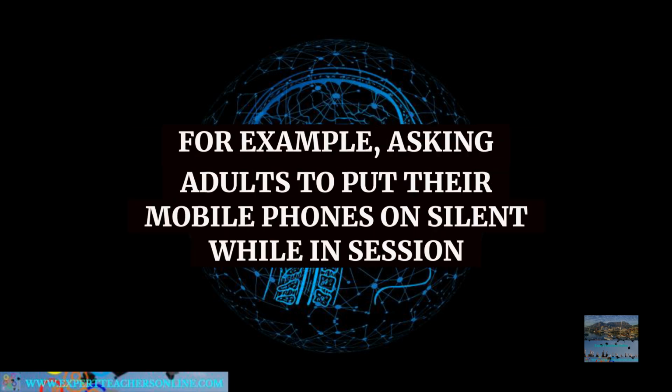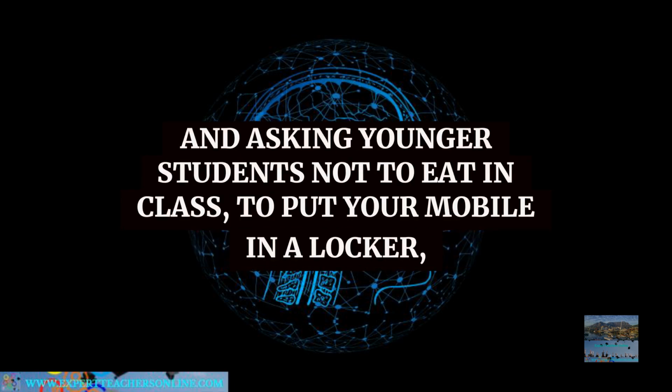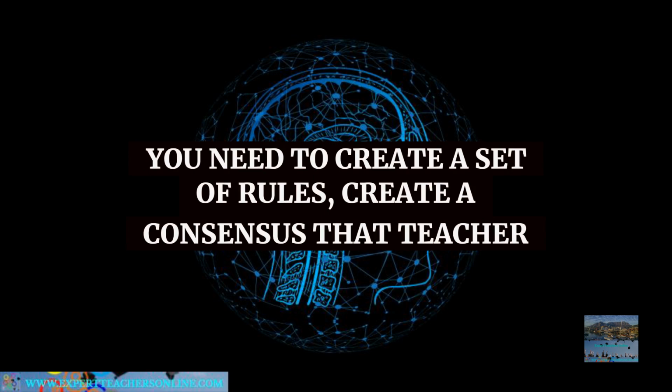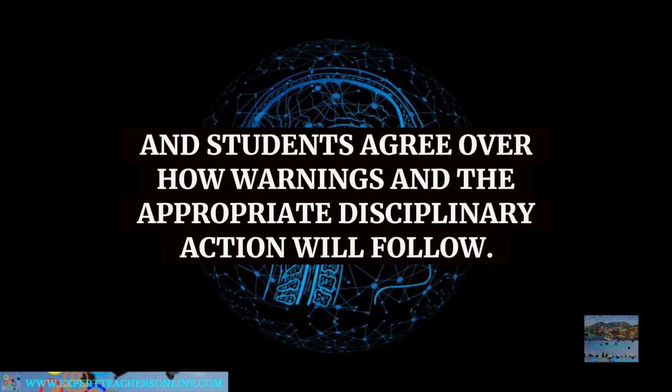For example, asking adults to put their mobile phones on silent while in session and asking younger students not to eat in class, to put your mobile in a locker, not to talk in class, not bring toys to class, etc. You need to create a set of rules, create a consensus that teacher and students agree over how warnings and the appropriate disciplinary action will follow.